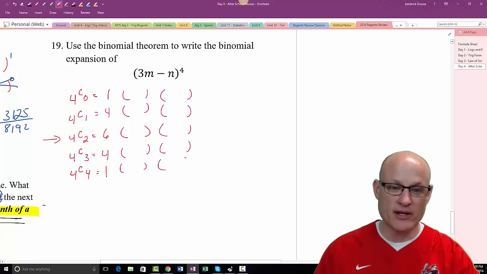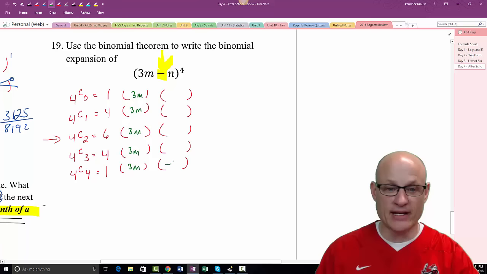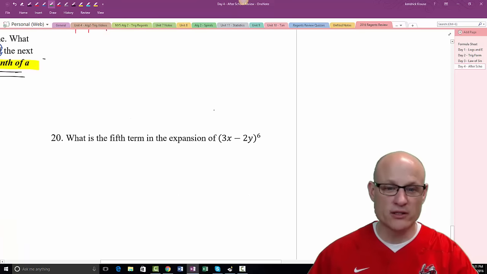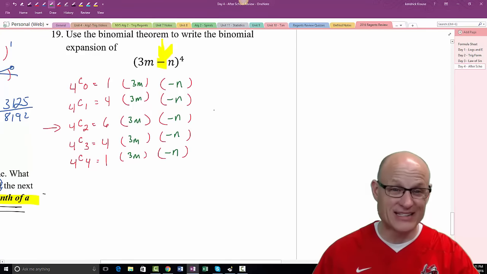And, you know, anybody that doesn't use parentheses when they put stuff in is a fool. This is why it's going to be more difficult, because of that negative. You just got to be careful. So 3m, 3m, 3m, 3m, 3m, negative n, negative n, negative n, negative n, and negative n. And you got to really remember, that's really a negative 1 there.